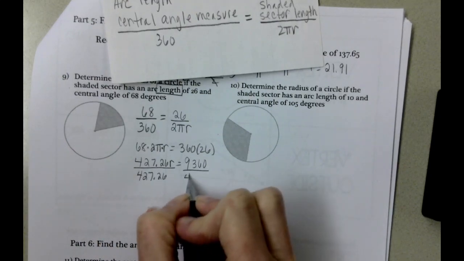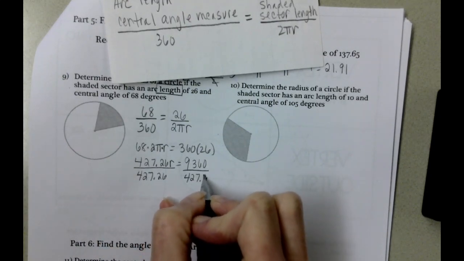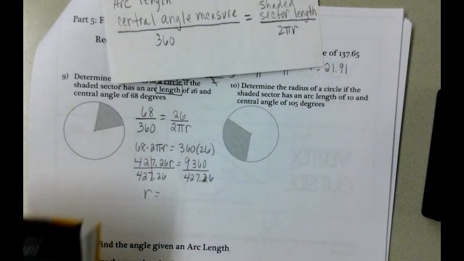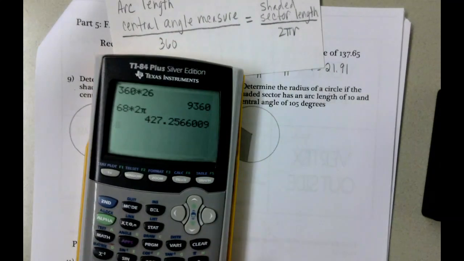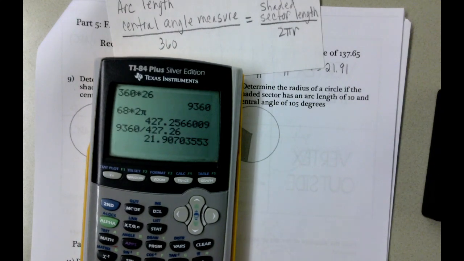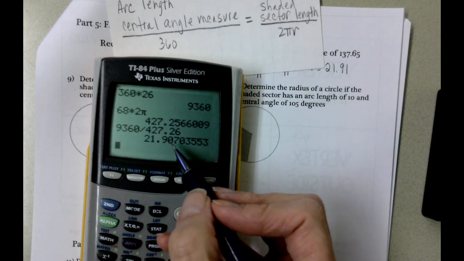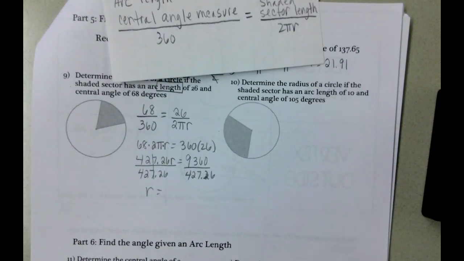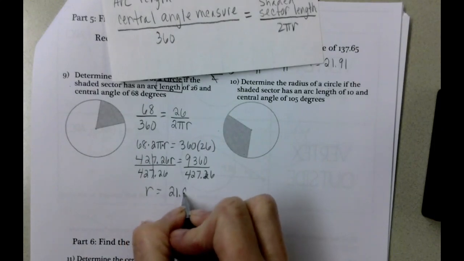427.26, so we get 9,360 divided by 427.26, and we end up with 21.91. Again, looking at the 7 to determine what to do to round there. 21.91.